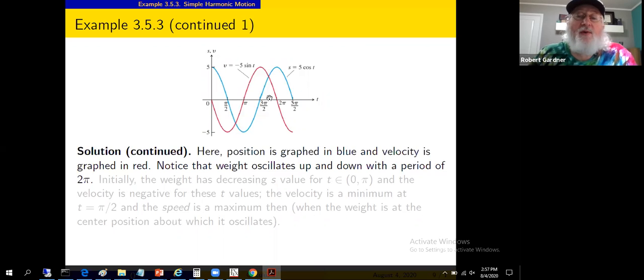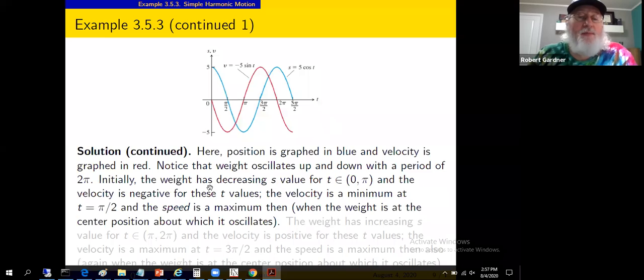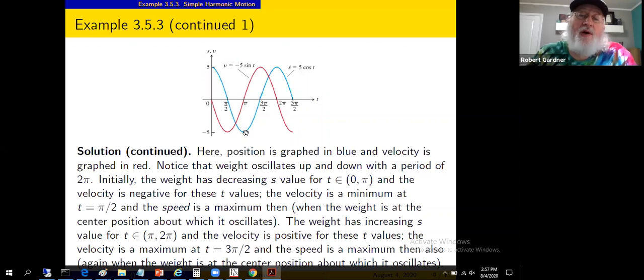In red, we've got graphed the velocity function. So you might notice that between 0 and pi, between here and here in time values, the s values decrease from 5 down to -5. So we've got a decreasing function. Its derivative should be negative, and its derivative in red here is negative between 0 and pi. At time pi, the weight starts to have increasing s values, and from pi to 2 pi, this function increases, and its derivative is positive. Increasing functions, positive derivatives, decreasing functions, negative derivatives. You should be used to that by treating derivatives as rates of change.